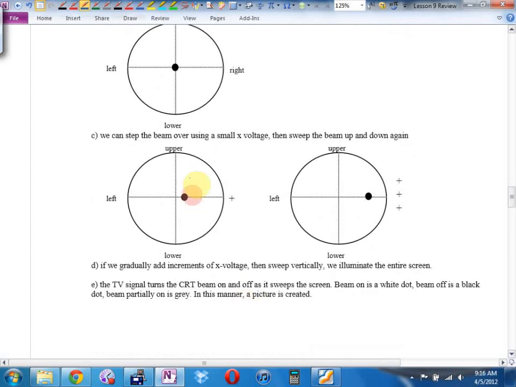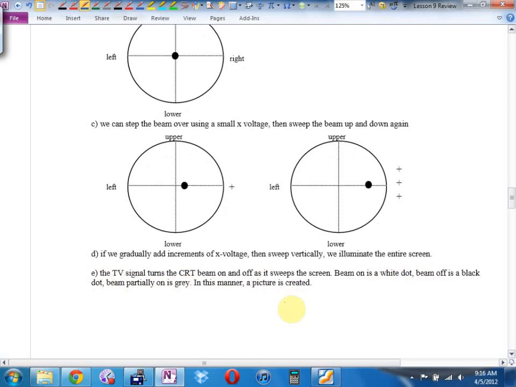So we gradually put more and more dots. If we gradually add increments of X voltage, then sweep vertically, we illuminate the entire screen. The TV signal turns the cathode ray tube beam on and off as it sweeps the screen. The beam on is a white dot. The beam off is a black dot. The beam partially on with a lower voltage is a gray dot. In this manner, a picture is created. TV. Surprisingly simple technology. Except not flat screen TV.